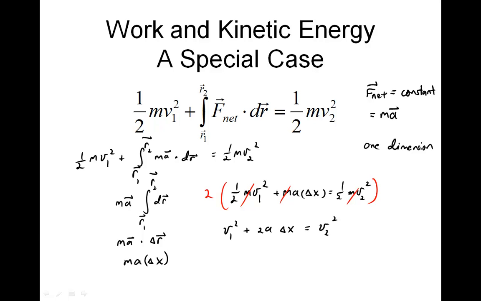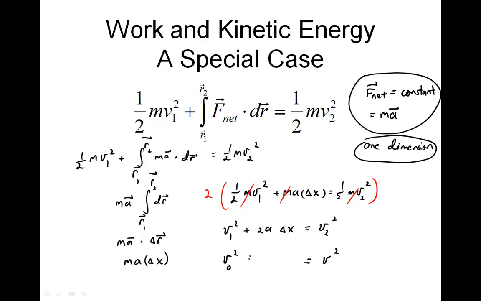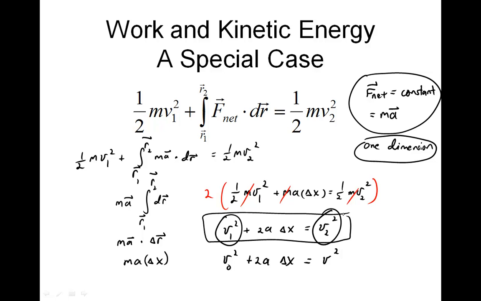But you've seen this equation before. When you had a constant acceleration in one dimension, we wrote v squared equals v initial squared plus 2a delta x. Well, the initial velocity is v1, the final velocity is v2, so this really is the same equation. So you can see another way that we can gain this one-dimensional equation that we used way back in the first couple of weeks of this class. So it's really related very much to work and energy.